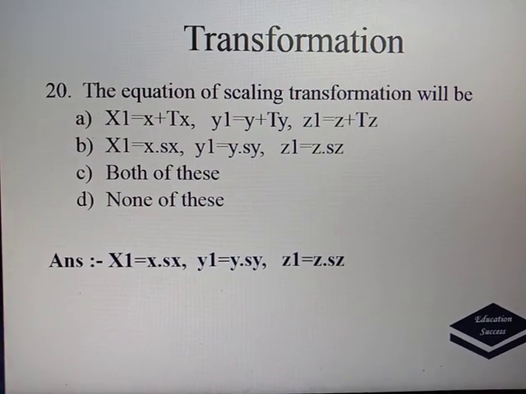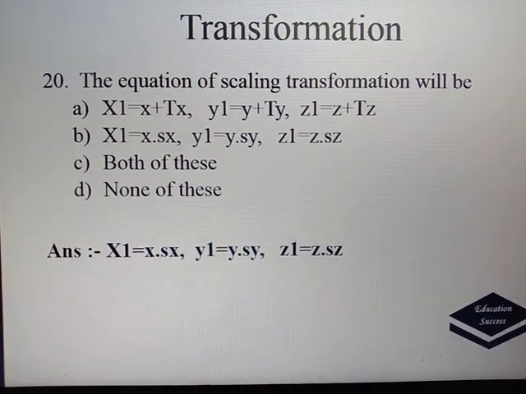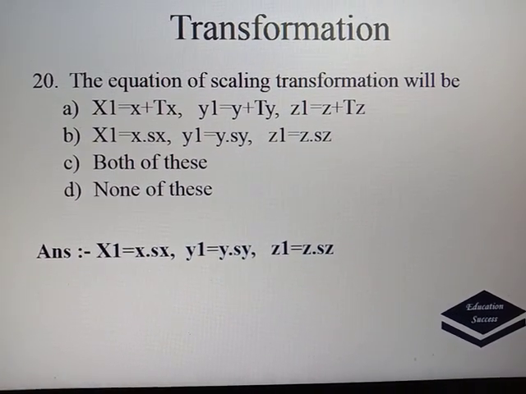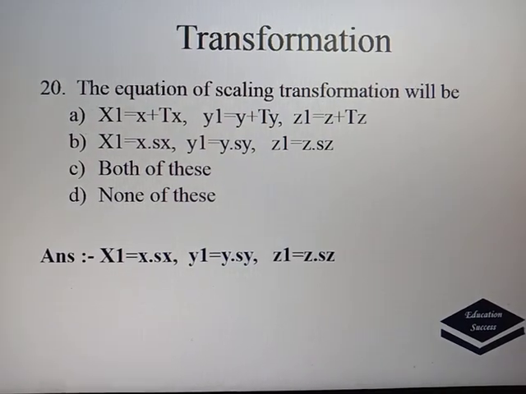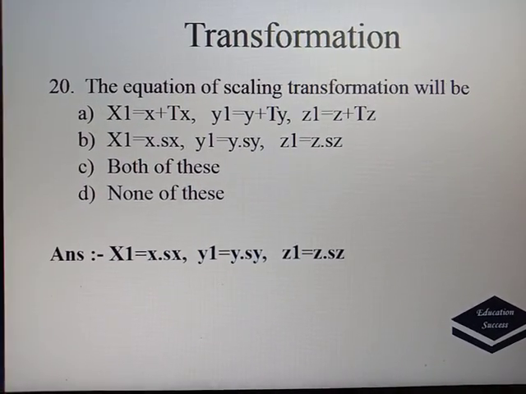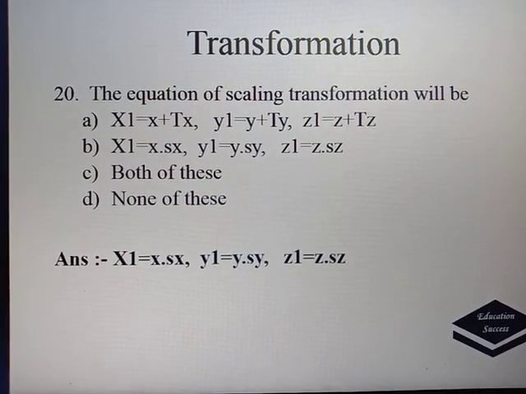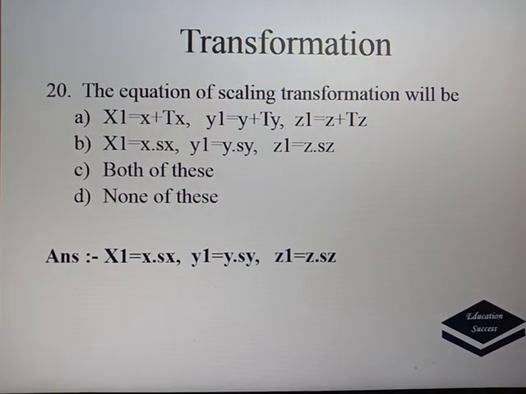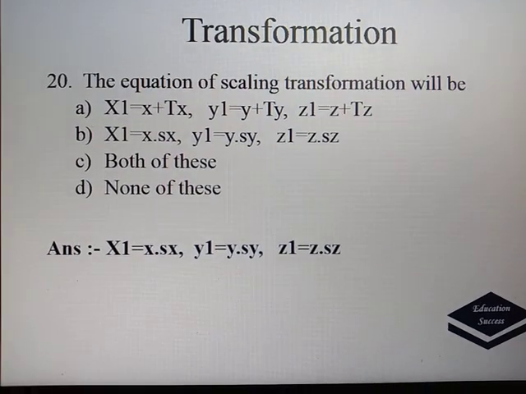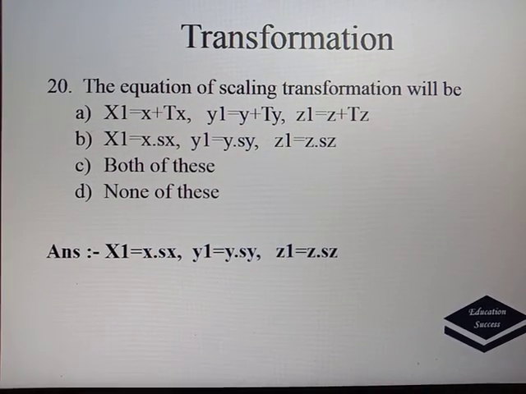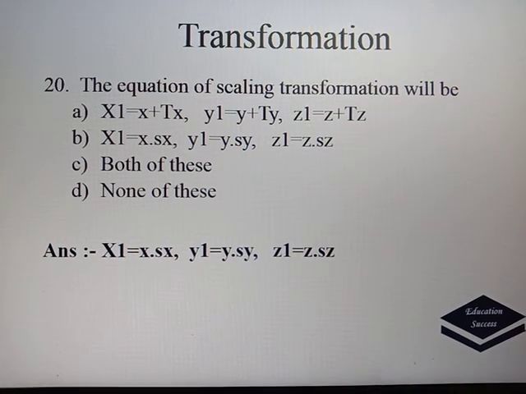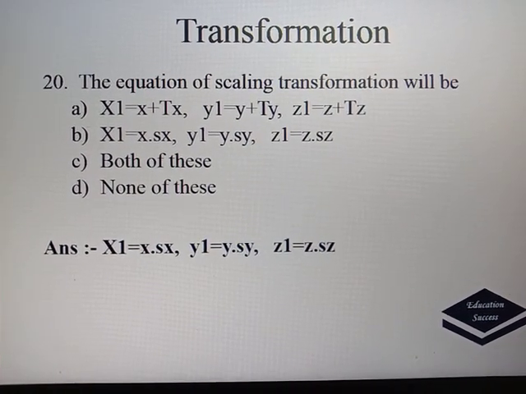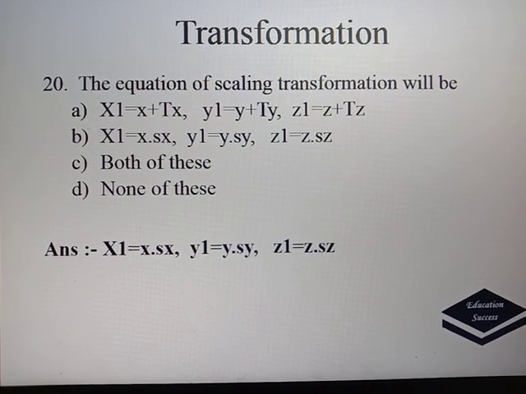The equation of scaling transformation will be, the options are given as: x1 is equal to x plus tx, y1 is equal to y plus ty, z1 is equal to z plus tz; x1 is equal to x into sx, y1 is equal to y into sy, z1 is equal to z into sz; both of these; none of these. The correct option is B, that is x1 is equal to x into sx, y1 is equal to y into sy, z1 is equal to z into sz. It is a straightforward question on the equation of scaling transformation.